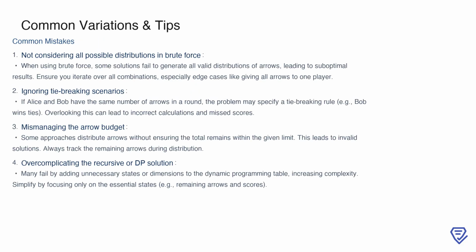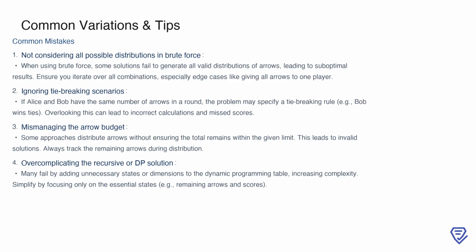When tackling this problem, there are several common pitfalls to watch out for. First, when using a brute force approach, it's easy to miss some valid distributions of arrows, which can lead to suboptimal solutions. For instance, you need to ensure you're considering edge cases like allocating all the arrows to a single player. Next, tie-breaking scenarios are another area where mistakes often occur. If Alice and Bob end up with the same number of arrows in a round, the problem may specify a rule for the tie, such as Bob winning ties. Ignoring this detail can lead to incorrect scores.